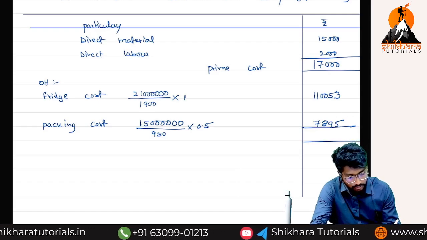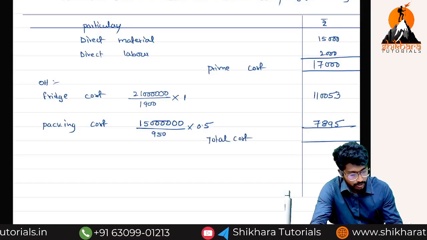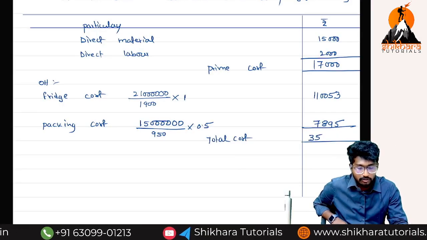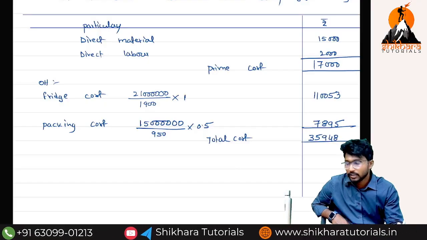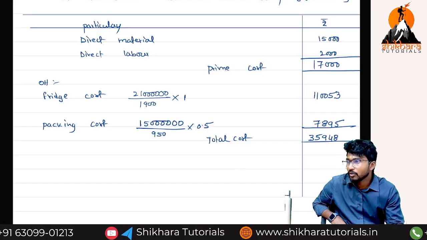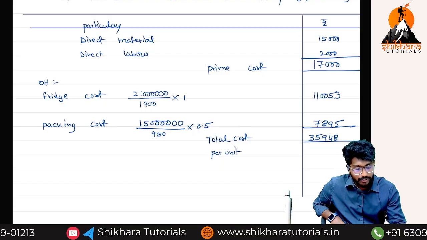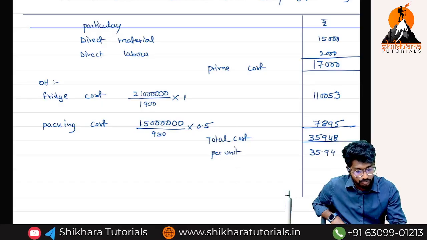So total cost, how much? 35,948 is the cost per how many units? 1000 units. Per unit cost, divided by 1000, that is 35.948.